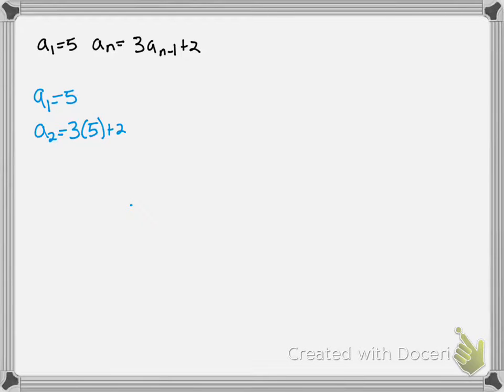So 3 times 5 is 15 plus 2 is 17. A sub 3 is 3 times your previous term, which is 17, plus 2. Okay. 3 times 17 is 51, plus 2 is 53. And a sub 4 is going to be 3 times 53 plus 2. 159 plus 2.